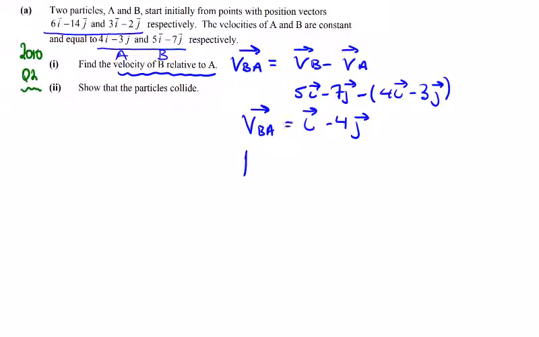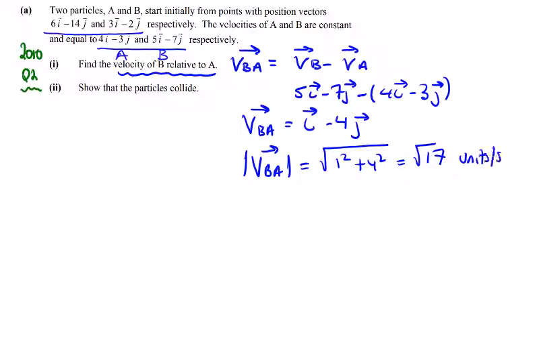Normally they ask for the magnitude in this question, so I'd always get it anyway. The magnitude is the square root of 1 squared plus 4 squared, which is equal to root 17. Is it meters per second? Some sort of units per second or per hour. It doesn't really give us that, so it's just units.